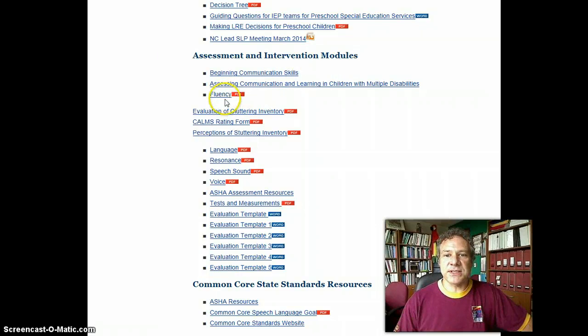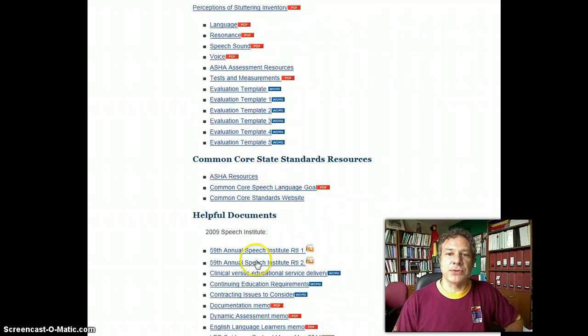There's fluency here with lots of additional tools in the fluency one. Language, resonance, speech sound disorders, voice. Check those out. They're great resources and people are not using them. There are some evaluation templates here. Now that we are writing evaluation reports, there are some nice, easy templates here for you to use as you see fit in this area.